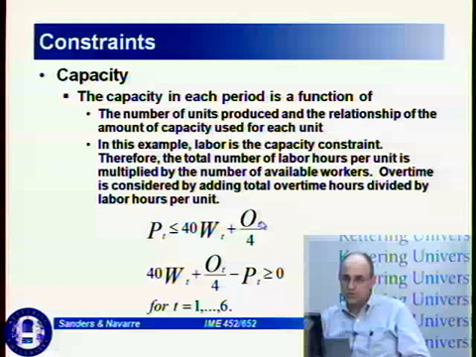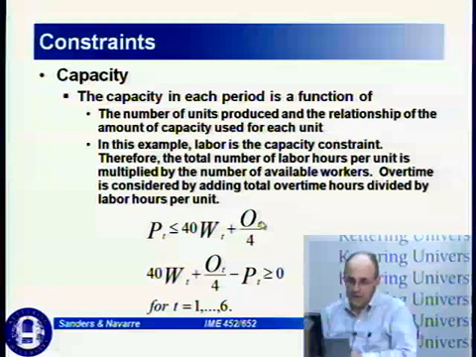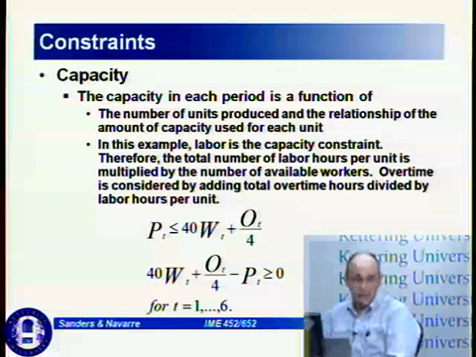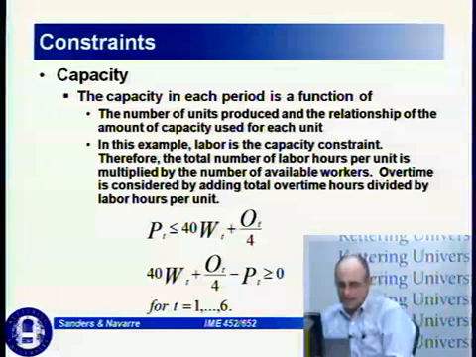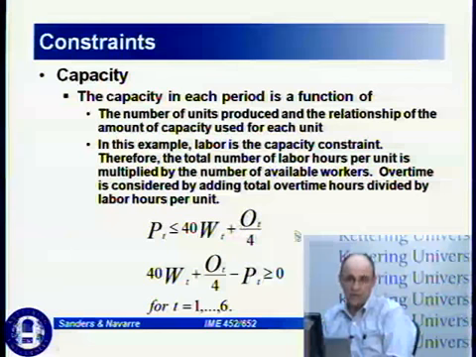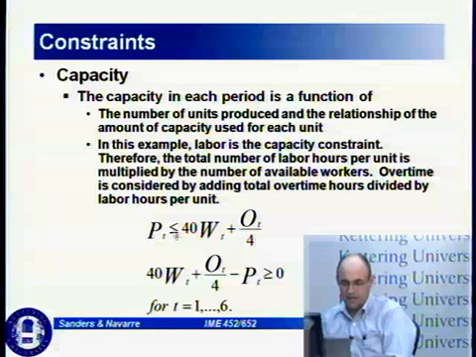So when we calculate the total number of overtime hours, we will divide that by 4 hours per unit to determine the number of units made with overtime. So that's our calculation of the units produced with overtime. This is our calculation of the units produced with regular time, and that will total to our production.